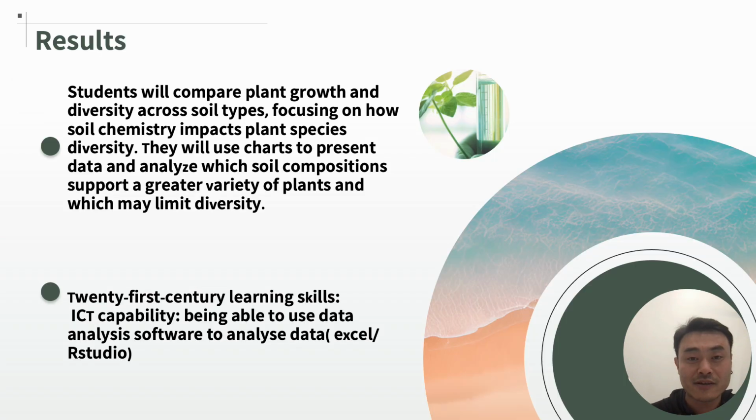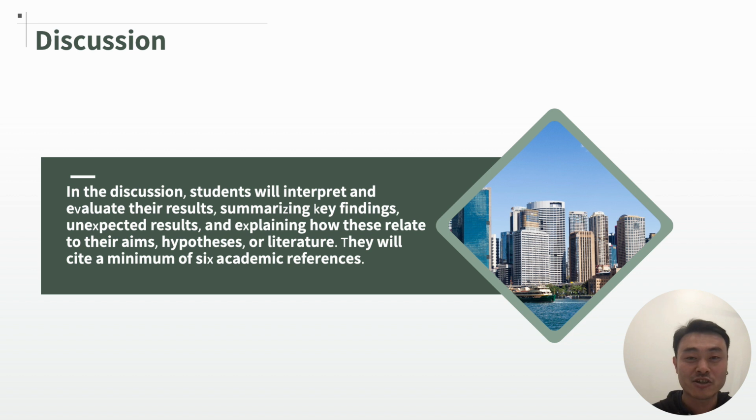In the results section, students will compare plant growth and diversity across soil types. They will focus on how soil chemistry impacts plant species diversity and use charts to present data. During the discussion, students will interpret and evaluate their results. They will summarize key findings and unexpected results and explain how they related to their aims, hypotheses, and literature, think critically about their results, and think creatively about how further research should be done.